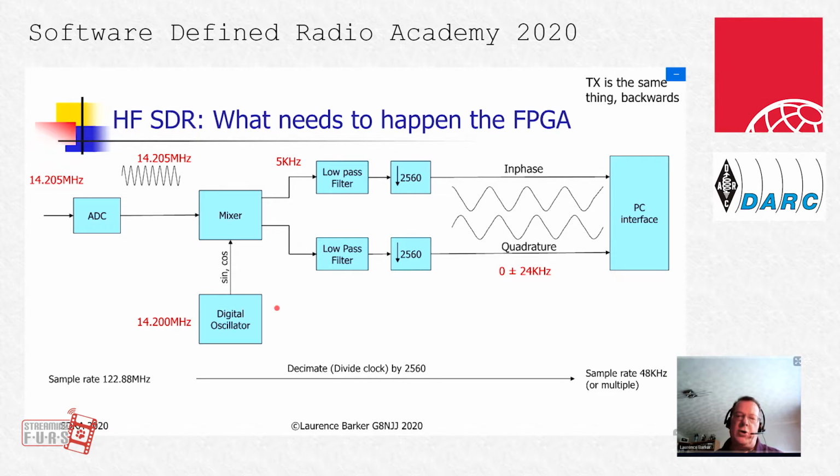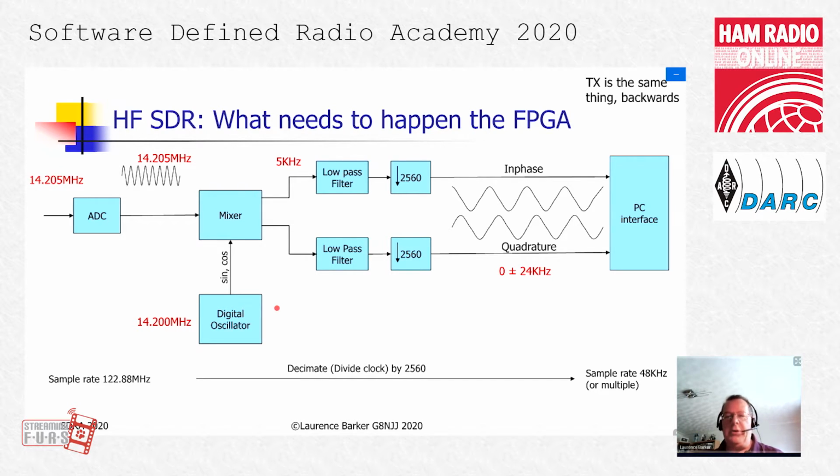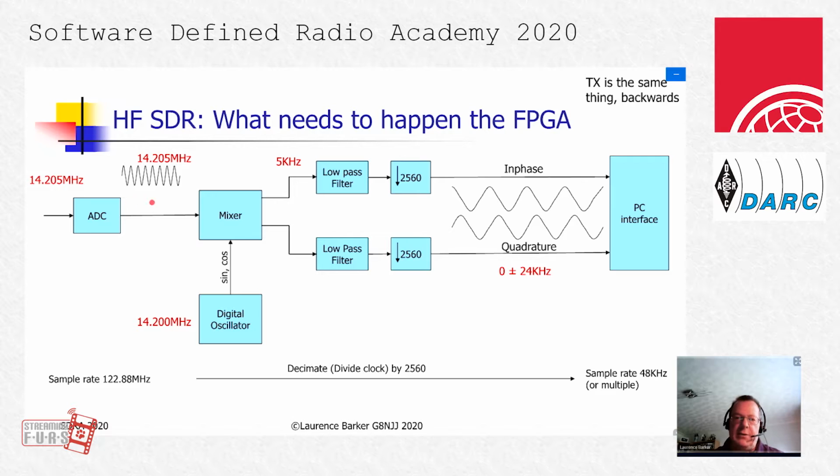And what we've got now is two channels that we have to low pass filter to define the bandwidth, hugely reduce the sample rate in a process called decimation, and then transfer the data to the PC. So our 14.205 megahertz SSB signal has now been reduced to a signal at 5 kilohertz in those two channels.